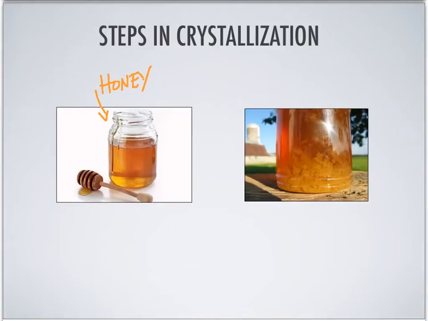Honey is another example of sugar solution because it contains soluble sugars such as sucrose, fructose, and glucose. Maybe you have seen that after you stored honey for a long time, some of the sugar actually crystallizes, as you can see in the picture here. You can see some solids suspended in the liquid honey. So this is another example of crystallization which starts from solution.